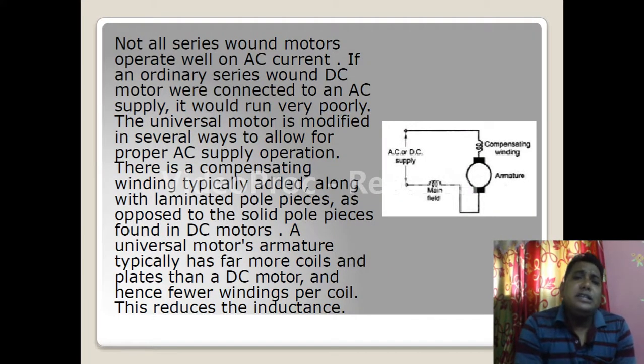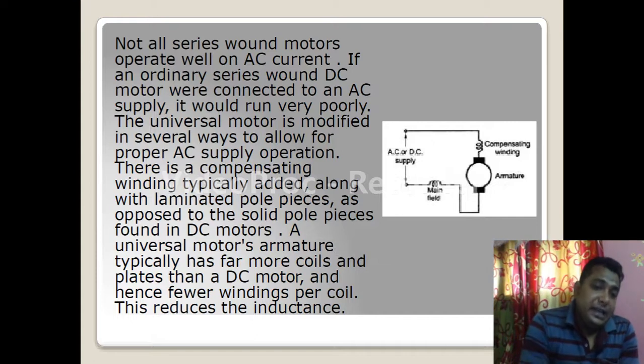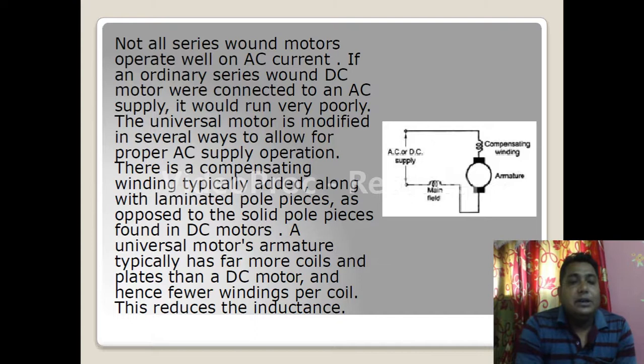Okay, so not all series wound motors operate well on AC current. If an ordinary series wound DC motor is connected to an AC supply, it would run very poorly. The universal motor is modified in several ways to allow for proper AC supply operation. A compensated winding is typically added, along with laminated pole pieces as opposed to the solid pole pieces found in a DC motor. A universal motor's armature typically has far more coils and plates than a DC motor, and hence fewer windings per coil, which reduces the inductance.